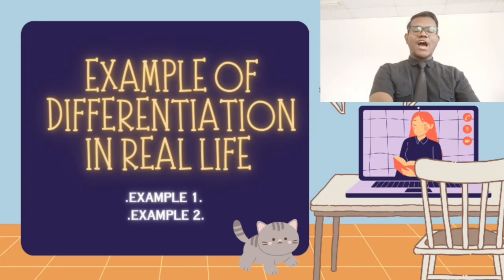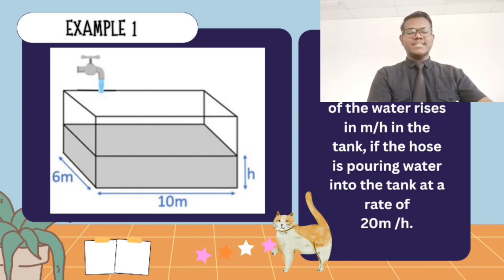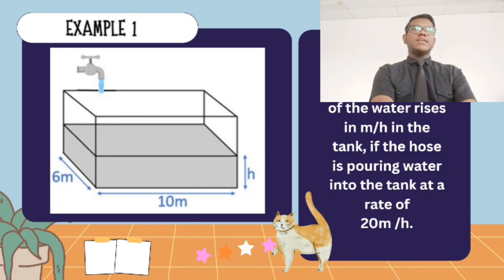Thank you, Hafizul, for your explanation on differentiation rules. That was very clear. So next, I will be explaining one of the questions on application of differentiation in real life. So we can see the first question. You can see here that a tank has a width of 6 meters, a length of 10 meters, and the height is not given. So the question is, find the rate at which the height of the water rises in meters per hour in the tank, if the hose is pouring water into the tank at a rate of 20 cubic meters per hour.